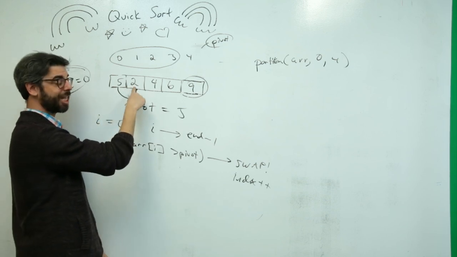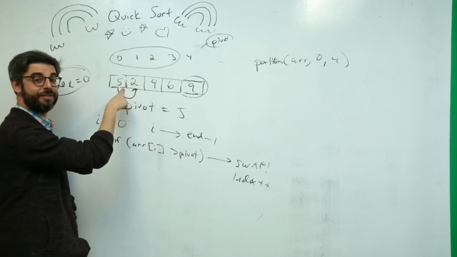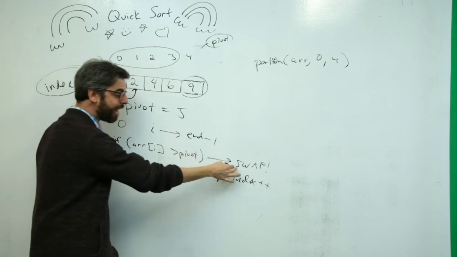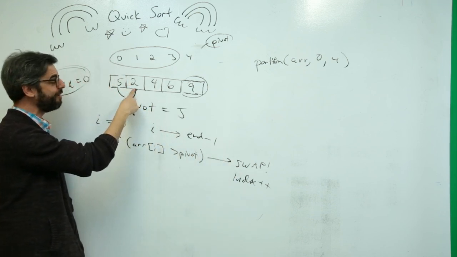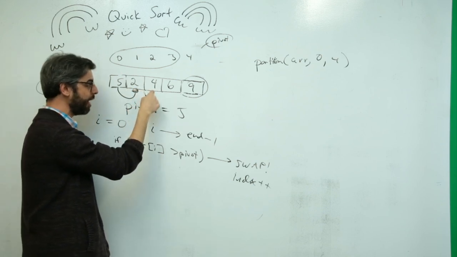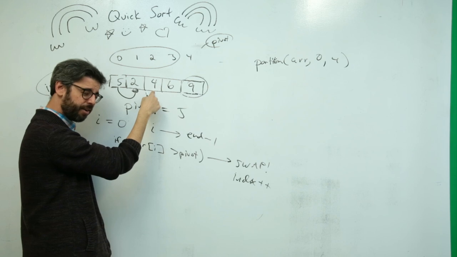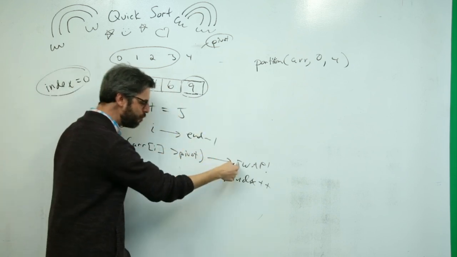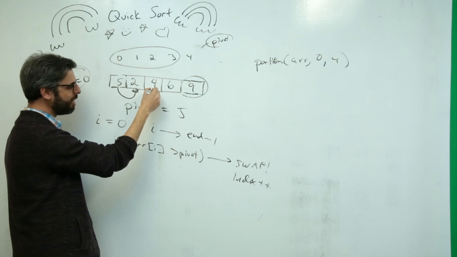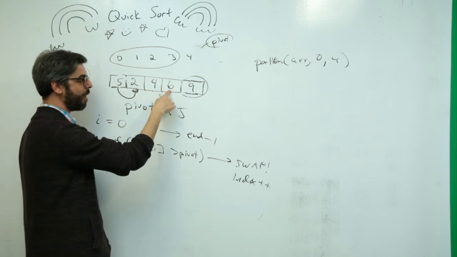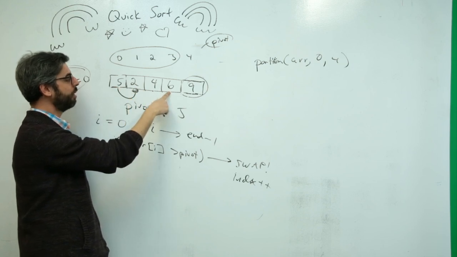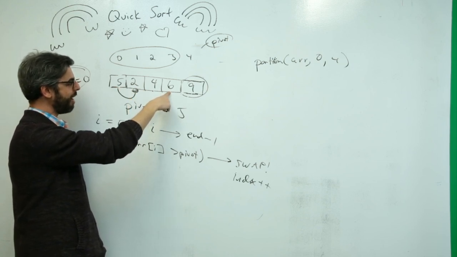So now I'm checking 2. Is 2 greater than 5? No, it is not. So I do not swap, and I do not move the pivot index. The pivot index is still staying here, but now I go to here. Is 4 greater than 5? No, it is not. So I do not swap, and I do not move the pivot index. So I'm here now, but i goes up. Now I'm here. This is the last one I need to check. Is 6 greater than 5? Oh, it is. 6 is greater than 5.